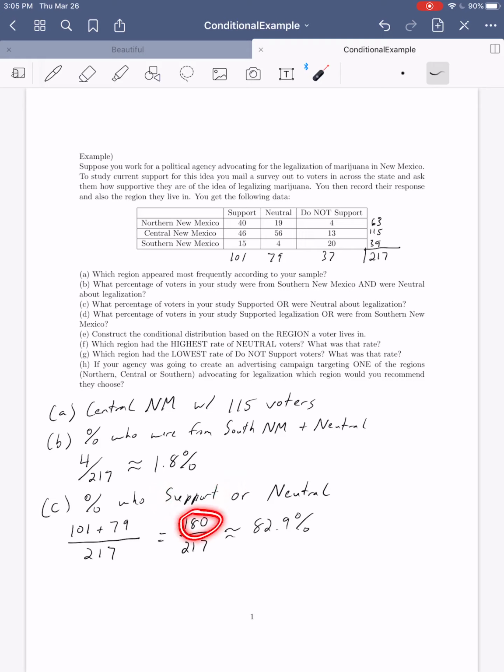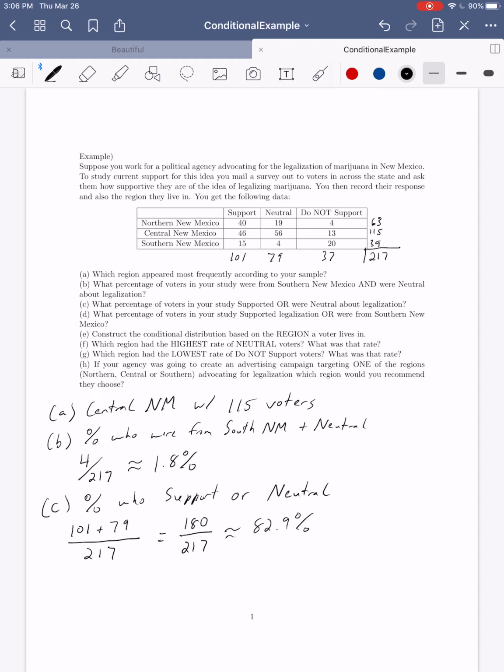Notice we could have also gotten this 180 an alternate way by taking 217, which is the total, and subtracting 37 because we only gave people 3 options: support, neutral, and do not support. So since we were interested in these 2, we could have just taken this one away from the total. But we also can do it through addition.